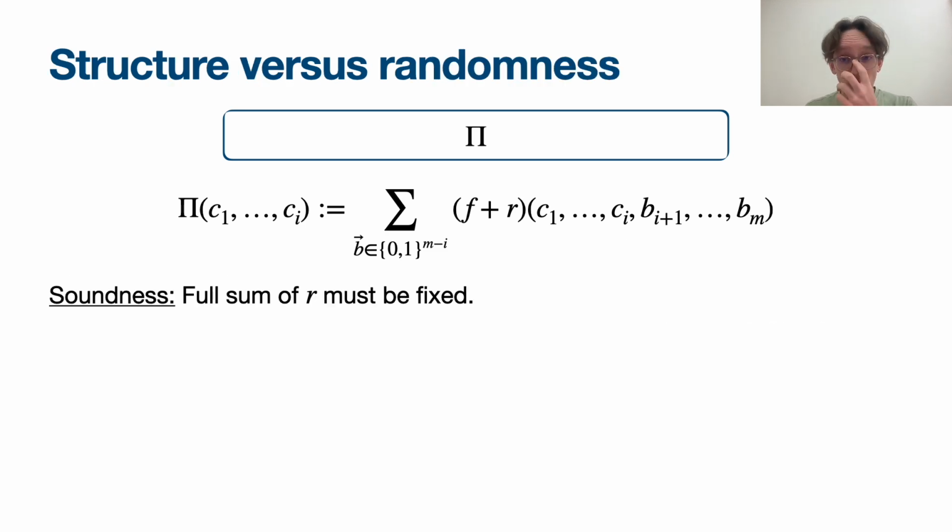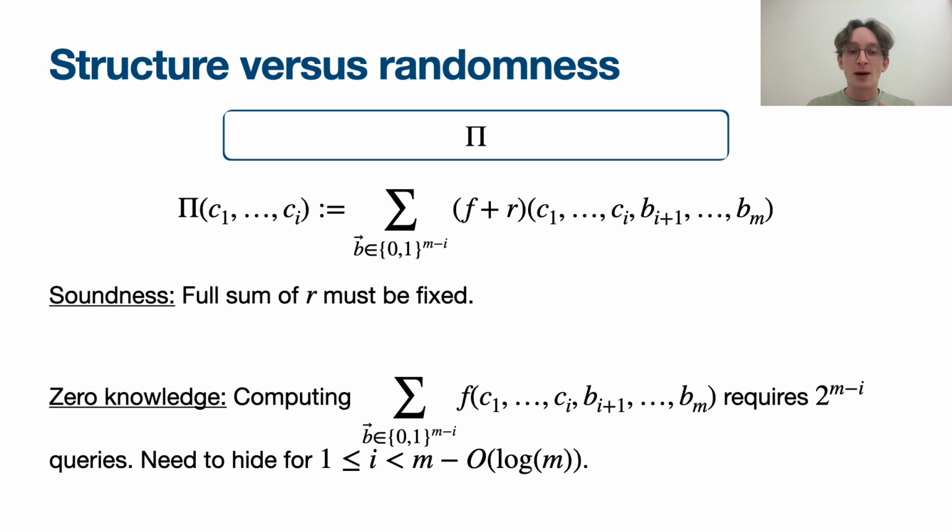So to summarize what we actually need: we need that the full sum of r, of this masking, is fixed, and in particular we want it to be 0. And we also want that any of the subcube sums, so any sum where you don't sum everything, but you fix some elements and sum the rest, we want to hide those, because they require exponentially many queries to f to compute. So the verifier couldn't possibly compute them, so it wouldn't be zero knowledge if they learned them.